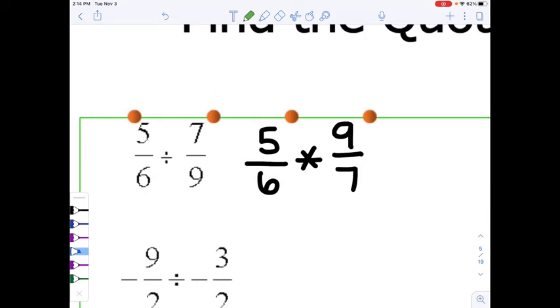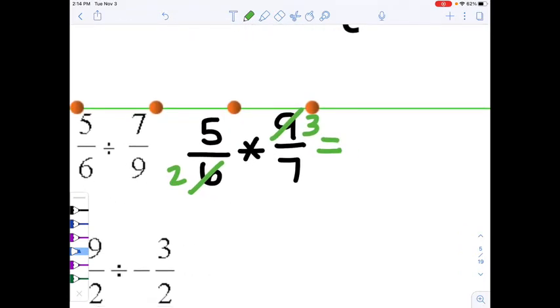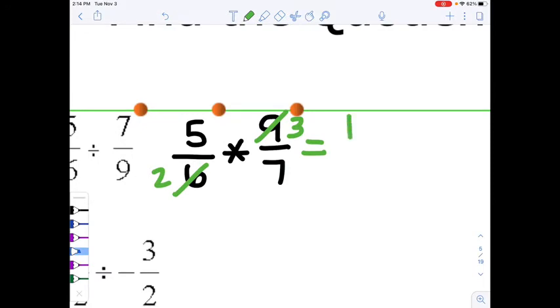So 5 and 7, nothing we can do here, but for 6 and 9, I can divide both by 3. 6 divided by 3 is 2. 9 divided by 3 is 3. And now I can multiply the numerators, multiply my denominators. 5 times 3 is 15. 2 times 7 is 14.